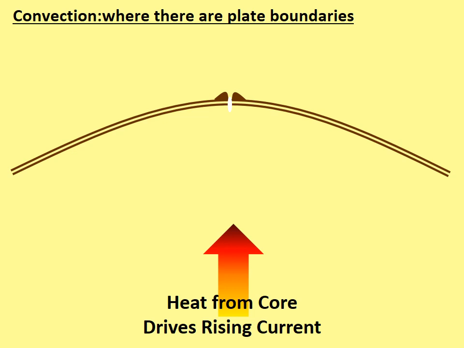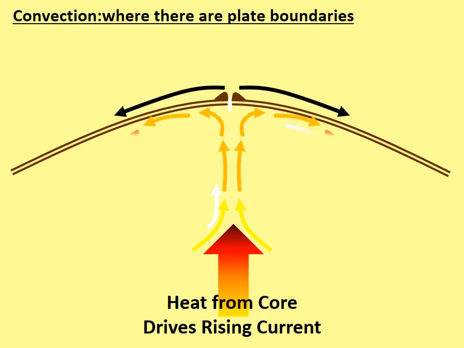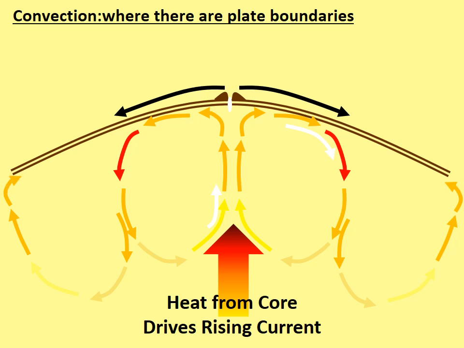However, when there are plate boundaries above one of these areas, we have the same process where convection currents develop as a result of hot things rising. But as those convection currents move, they will move boundaries away from each other in some areas, and then in other areas they may move them towards each other.